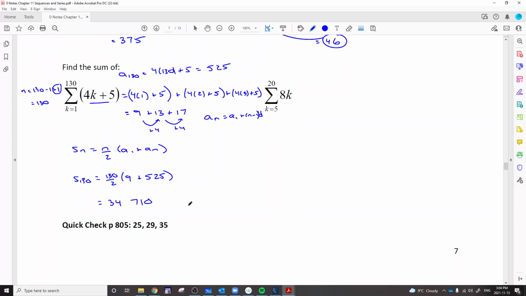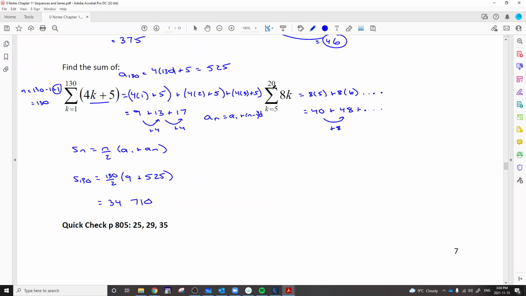All right, pause the video and give this one a go. So hopefully you did pause it. So for this one, you're plugging in k is 5 for the first term. So you would plug in k is 6 for the second term, and so on. I know this one's going to be an arithmetic sequence, so I only need the first two terms. So the first term is 40, the second term is 48, and so on. Okay, so that makes my common difference 8.